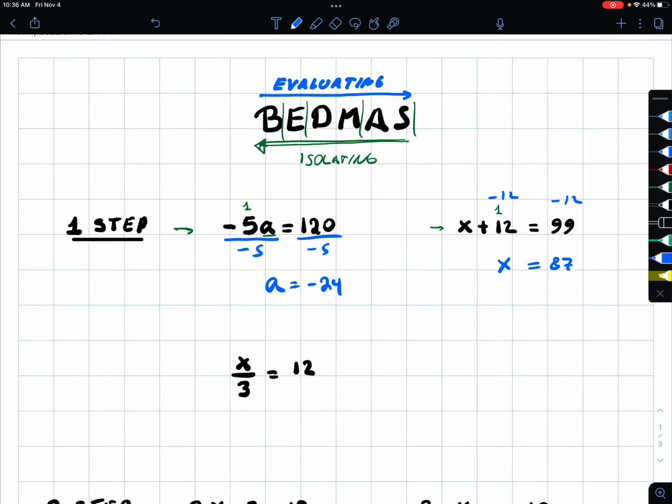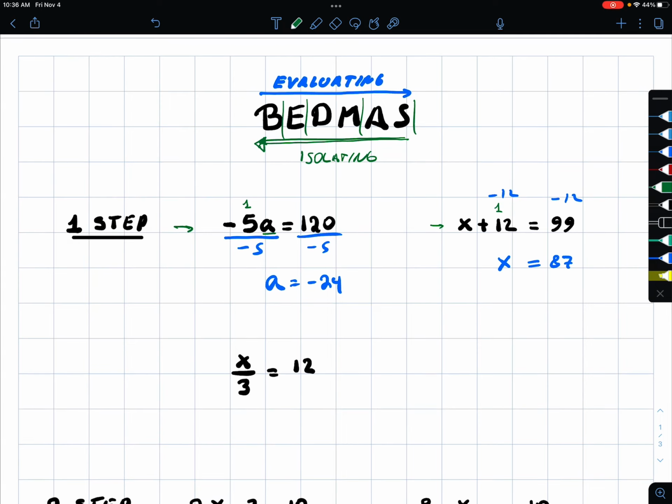And then on the last one, we have that x is being divided by 3. The only thing that's happening is that x is divided by 3. What is the opposite of divided by 3? Of course, it's multiplied by 3. So we're going to multiply by 3 on both sides, and we get that x is equal to 36. So those are the simple ones, the one step.